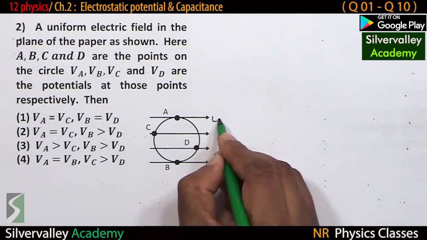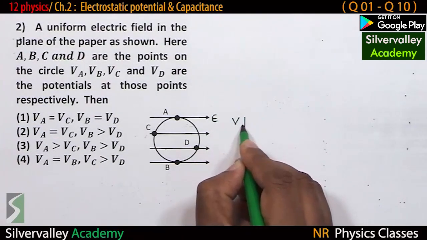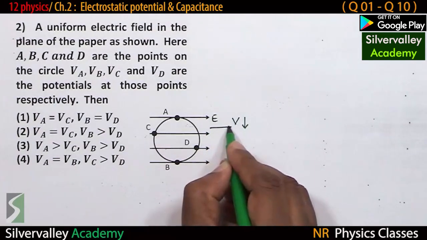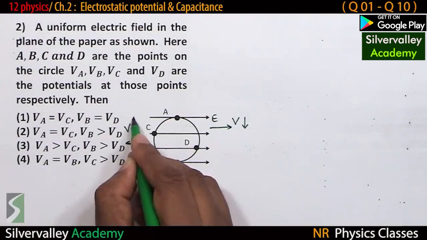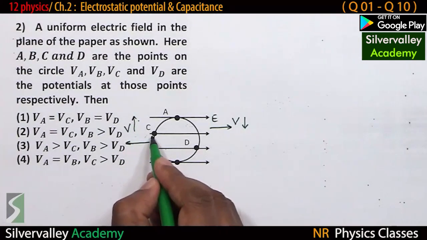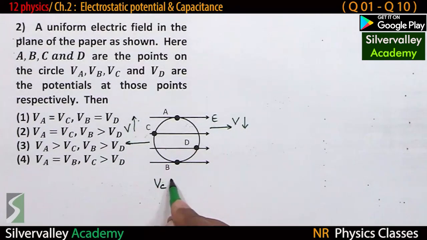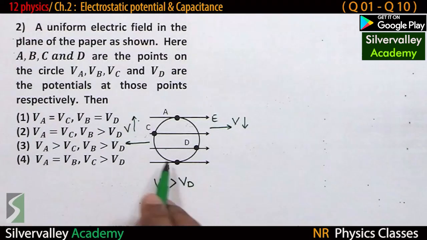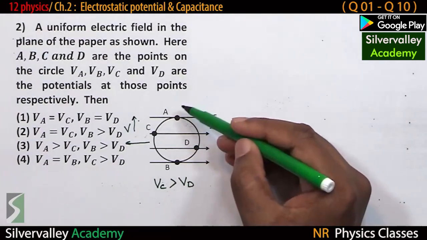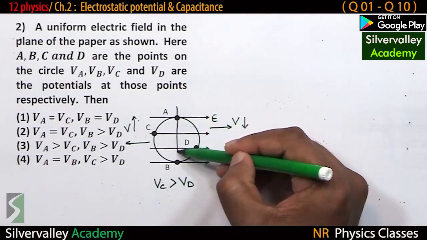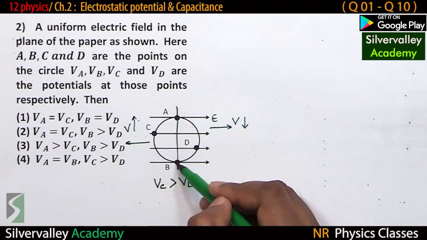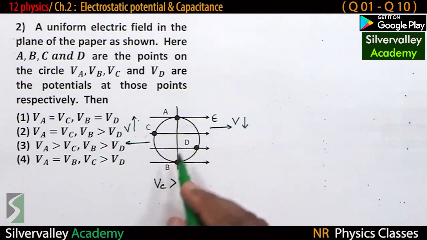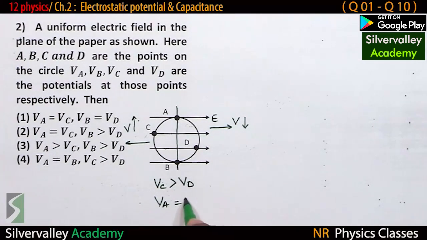In the direction of electric field, potential decreases. So in this direction potential decreases, in this direction potential increases. Which means potential at C is greater than potential at D. This point is at higher potential compared to this. If I draw a perpendicular, then on this perpendicular these two points are found. So potential at A should be equal to potential at B.